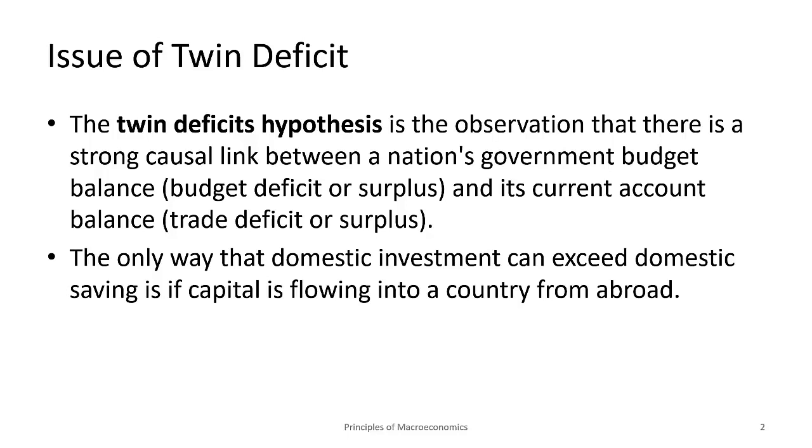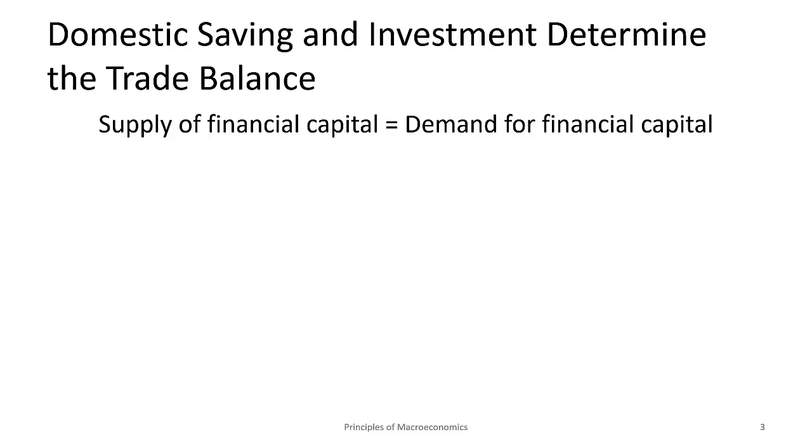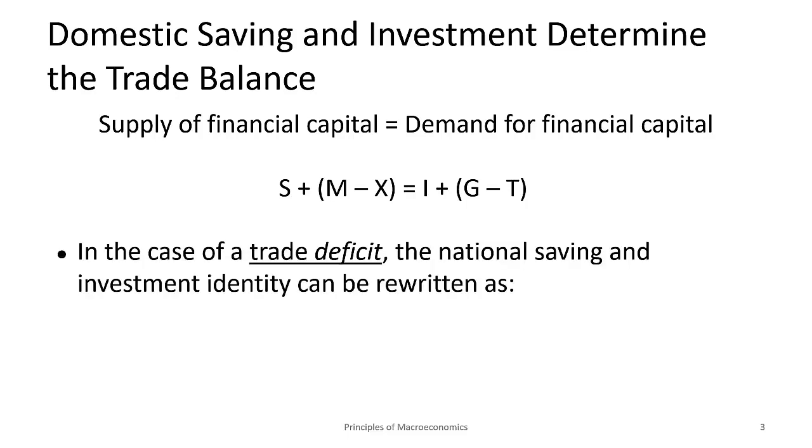flowing into a country from abroad. Which essentially means that if we don't have enough money, we want our investment to go up and we don't save enough, from where is that extra money going to come? That extra money is obviously going to come from abroad. And this is well articulated in the demand and supply of financial capital equation that we did in the last lecture video. So let's take a case of the trade deficit.